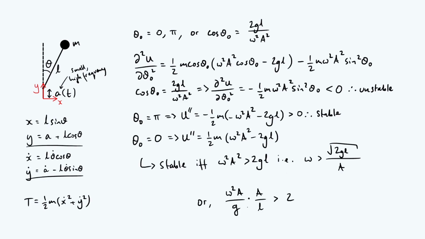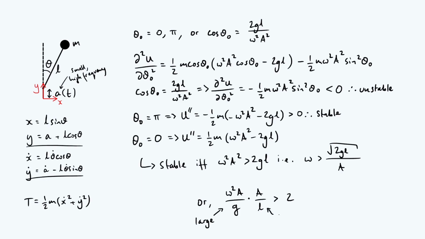I'm just going to finish off by giving a little rearrangement of this condition for omega. So you could write it as omega squared a over g times a over l is bigger than 2. Why am I saying this is interesting? Well, it's because this quantity omega squared a over g, we specified earlier, is what has to be large in order for our analysis to be valid. If you look back earlier in the video, we said omega squared a is much bigger than g.